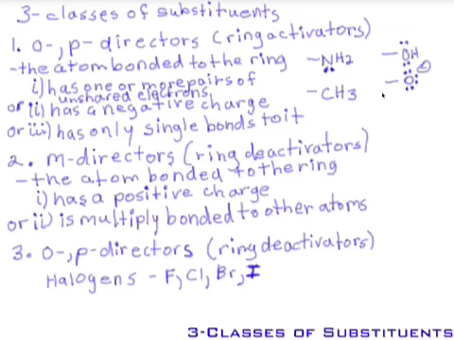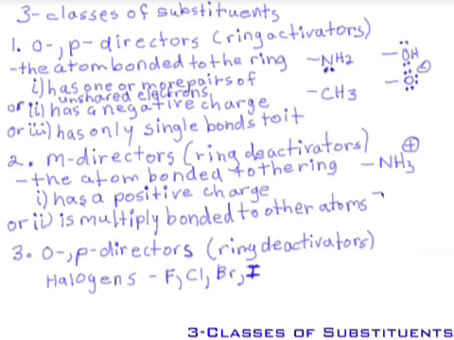What about the meta-directors? Well, meta-directors can have a positive charge. In fact, we can change an NH2 group into a meta-director by treating it with acid. The NH2 will become NH3+. If we protonate the lone pair, it loses its lone pair and gains a positive charge. And you'd say, oh, it all has single bonds to it, so it should be an activator, but in actual fact, the positive charge overcomes that, and NH3+ is a meta-directing ring deactivator.